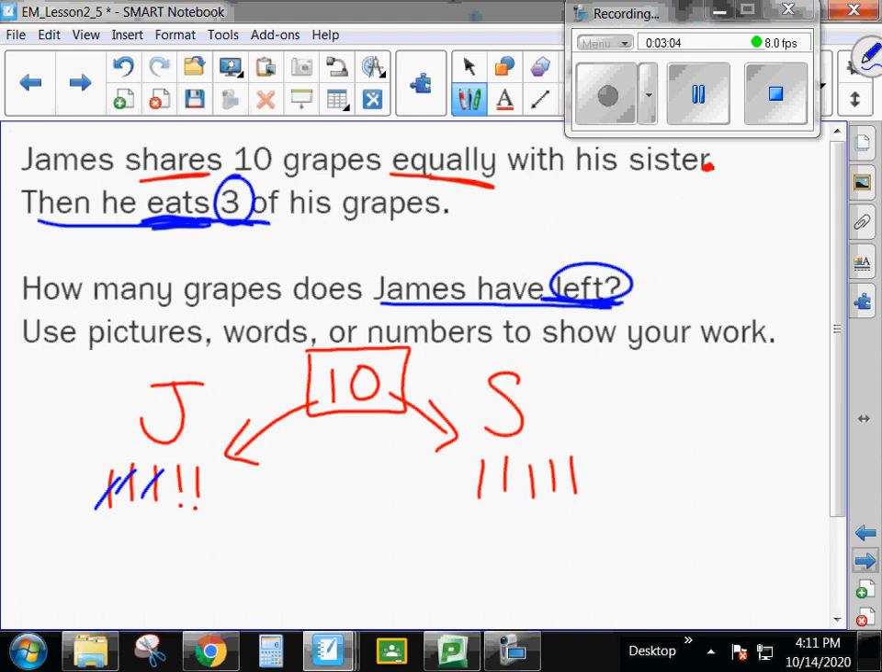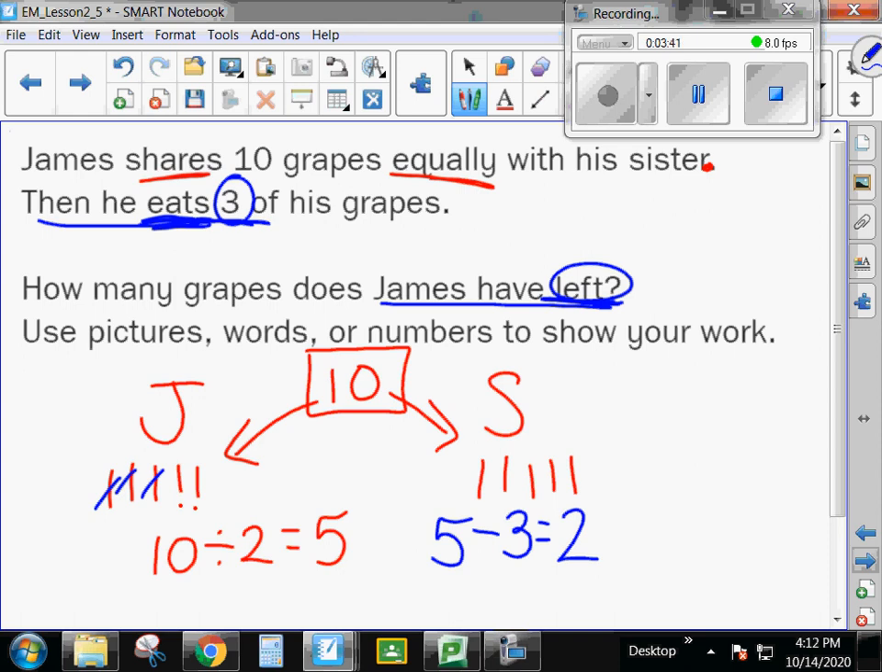But now what if I asked you to write a number model? There were 2 parts to this problem. What did you do first? The first thing you did was you actually took 10 grapes and you divided them between 2 people. When you did that, each person got 5 grapes. Then the second part you did is you took those 5 grapes and you subtracted 3, and that equals 2. So those are the 2 steps that you did for this problem.